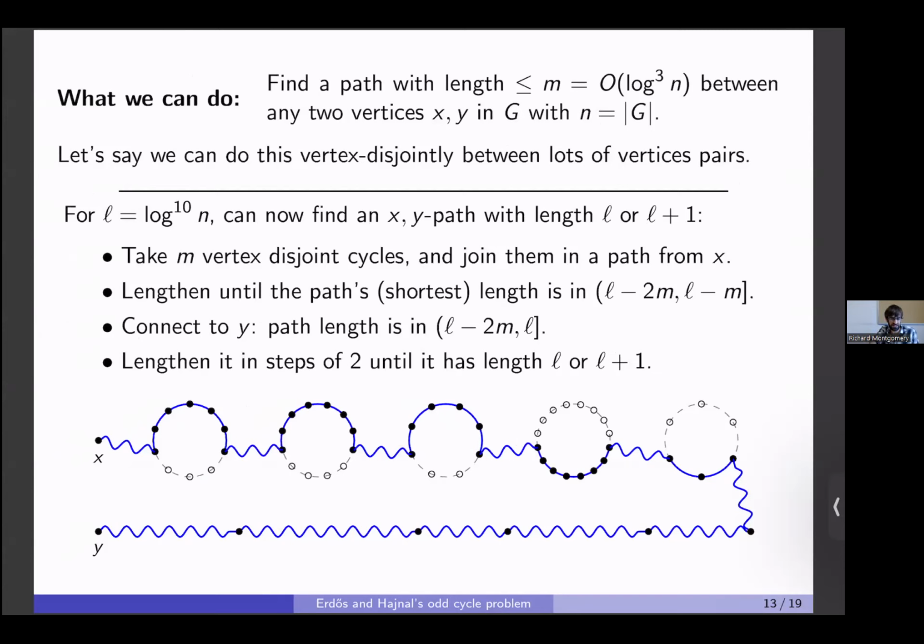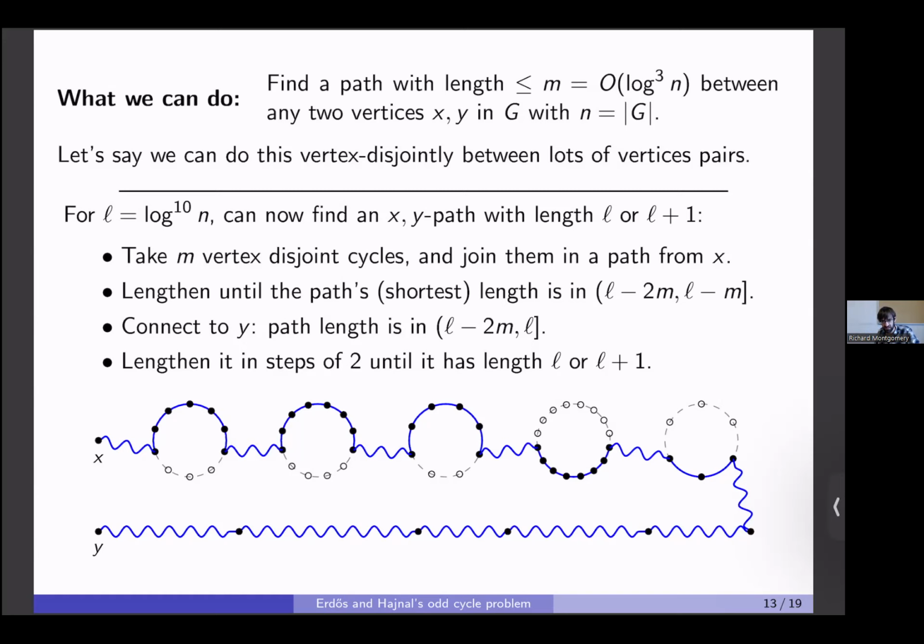Right, within this, I am also not just getting a path of length L or L plus 1, probably I am getting some different consecutive lengths as well. So that's not so much the important point. The important point is that this works for any L that's at least log to the 10 n. So if the path starts to occupy too much of the graph, then it will be a problem.